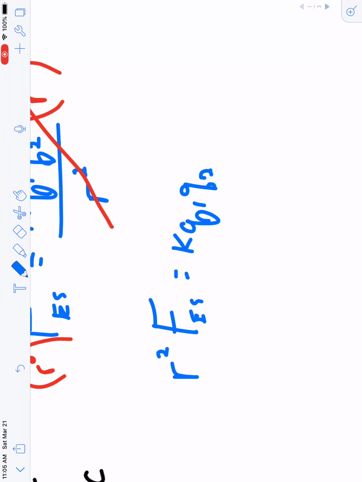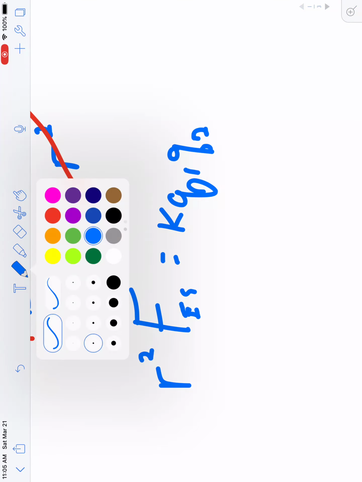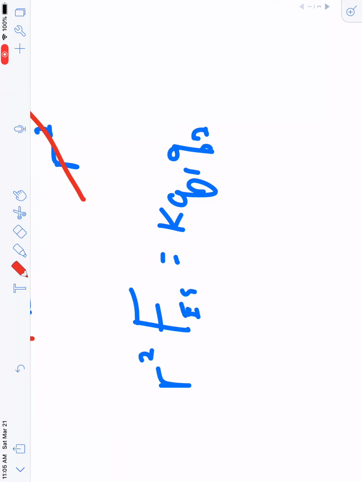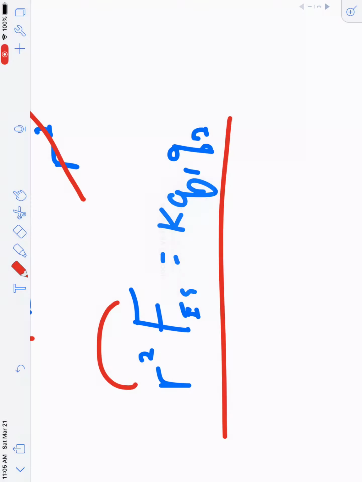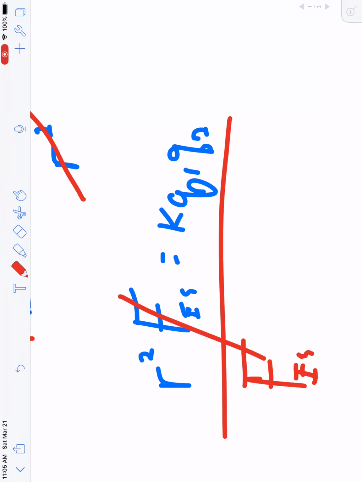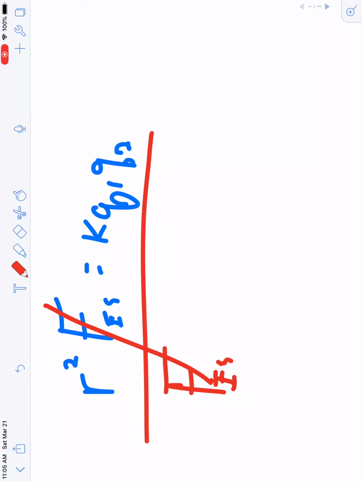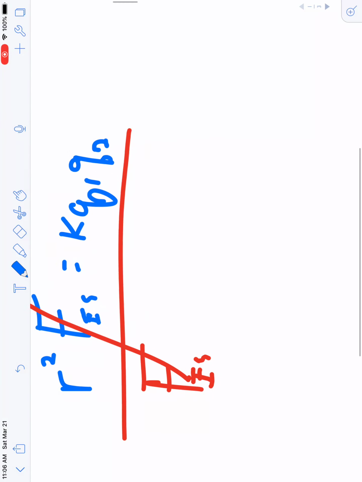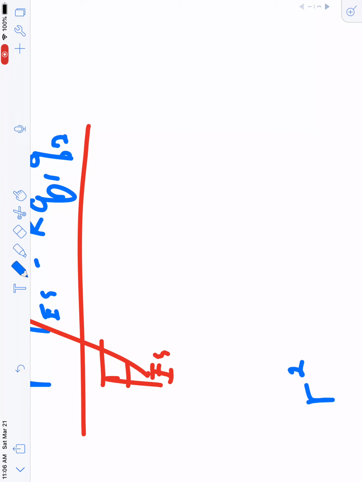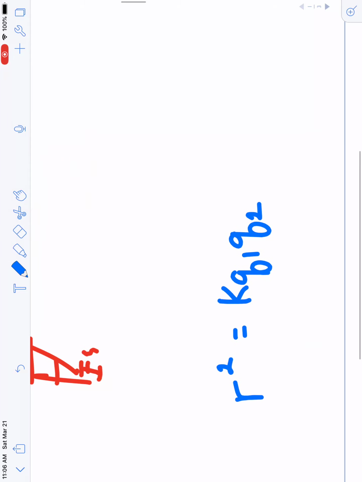Now again, we're working to get r by itself, and we notice that the electrostatic force is still attached to it. So we're going to divide, because they're being multiplied together. Remember that r squared and F are being multiplied. The electrostatic force divided by the electrostatic force is 1, so they'll cancel on the left-hand side, leaving us r squared equals K Q1 Q2 over the electrostatic force.